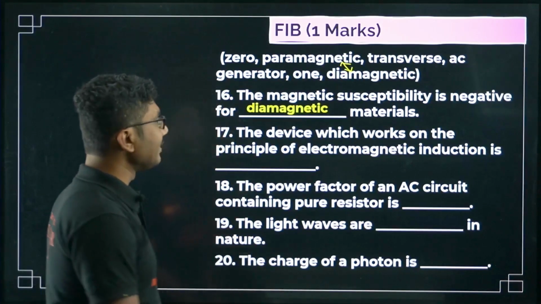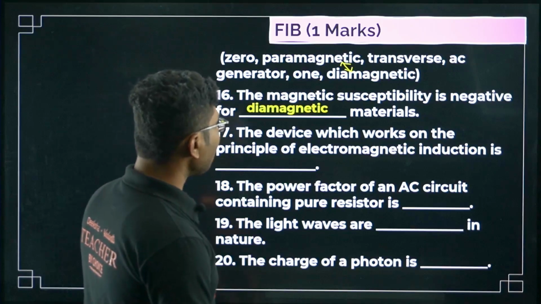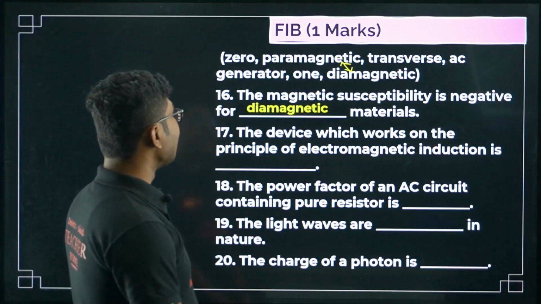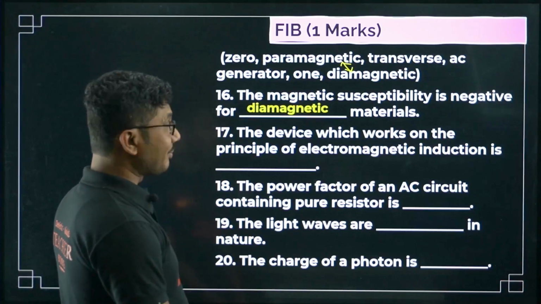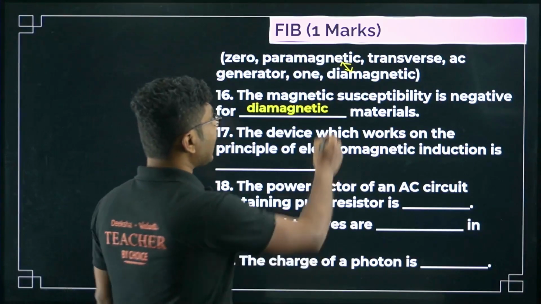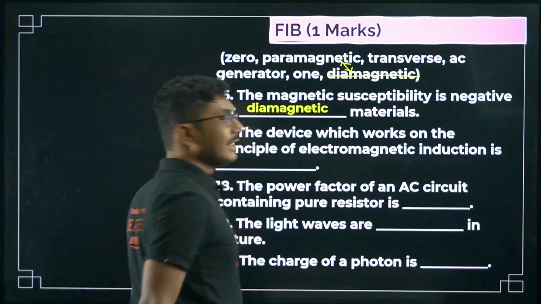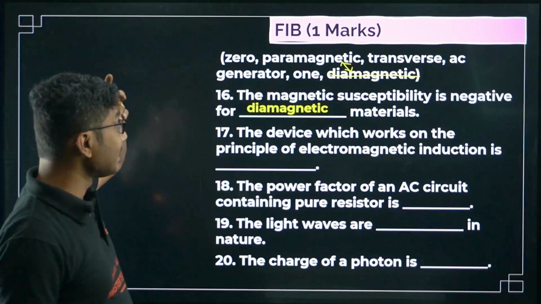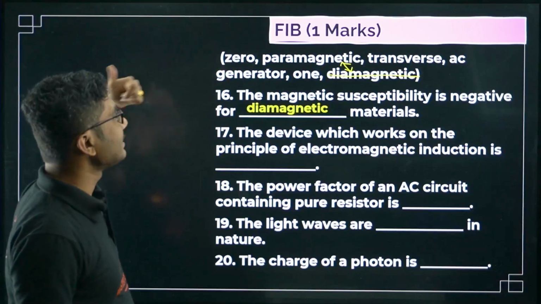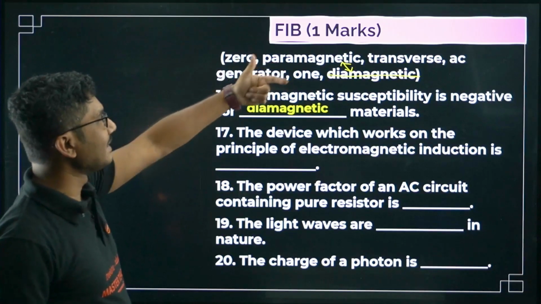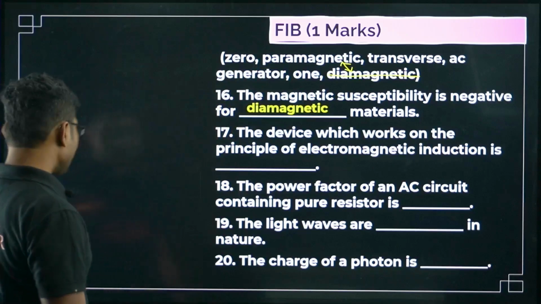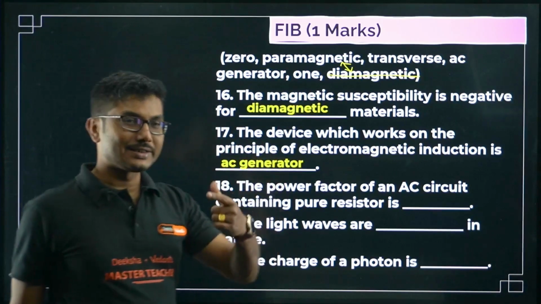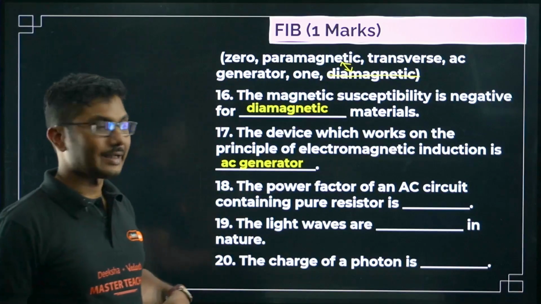Next, 17, the device which works on the principle of electromagnetic induction is. Now let's see the options. 0, paramagnetic, diamagnetic is already gone, we have already answered it, so this is crossed. Paramagnetic is obviously not a device. Transverse is not a device. Only device that is given here is an AC generator. So the answer will be AC generator. As we can see, only one device is given in the options, so that device directly matches here.